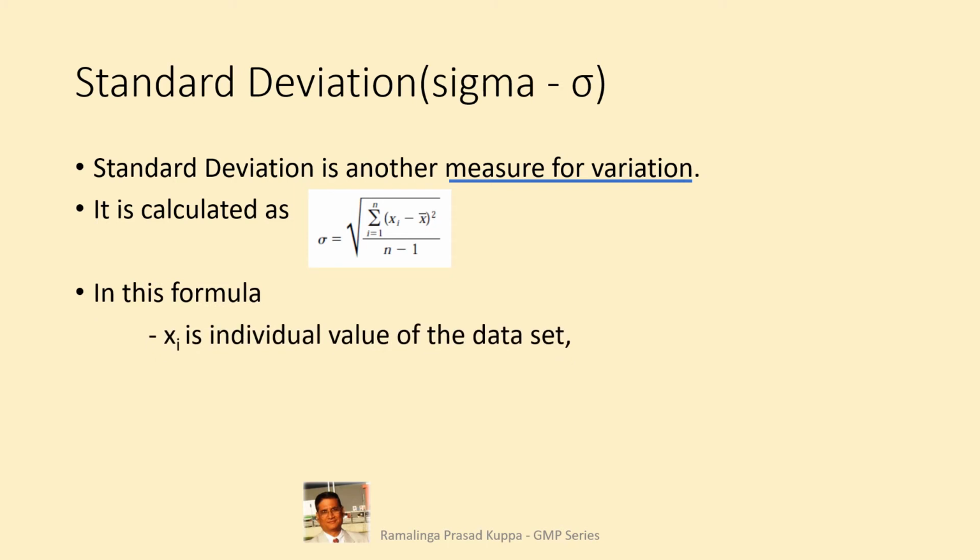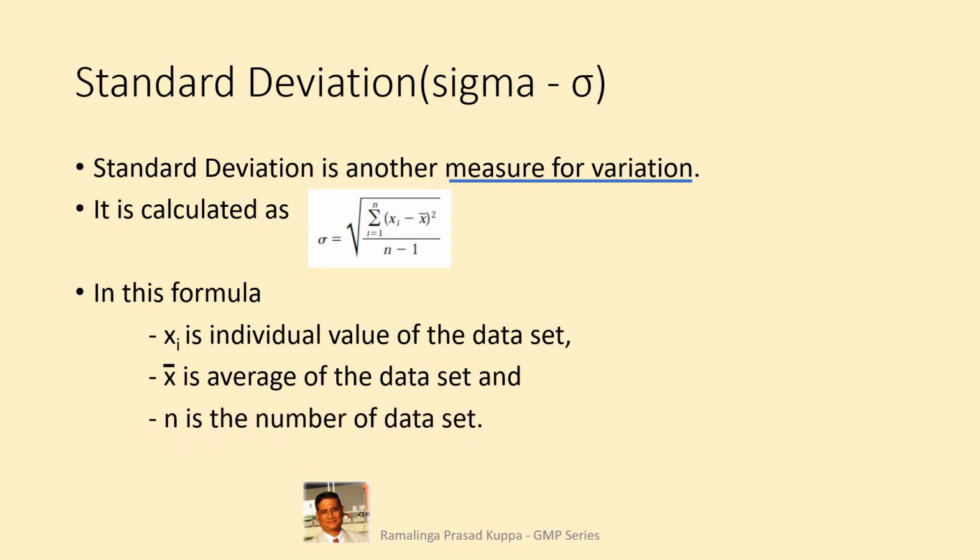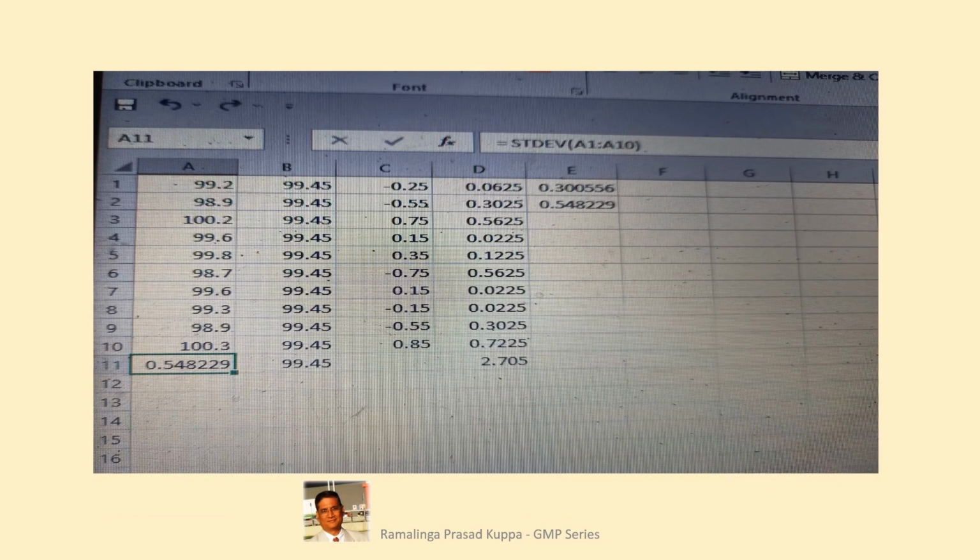In this formula, xi is the individual value of the data set, x bar is the average of the data set, and n is the number of data points in the entire example. See this example? List out the data in column A from A1 to A10. A11 is selected for standard deviation value. The formula is equal to sign, then type STDEV, then insert the data cells as A1 colon A10, close the bracket and enter. You get the value in the designated cell A11.